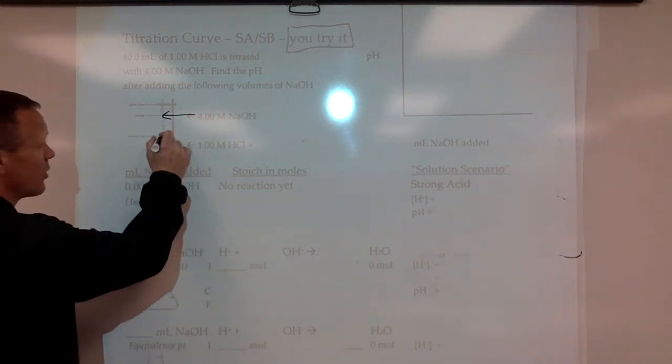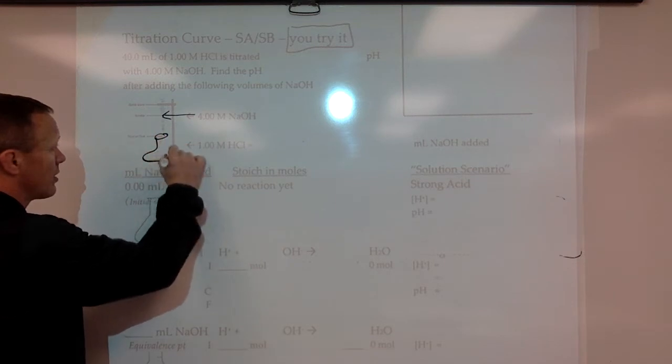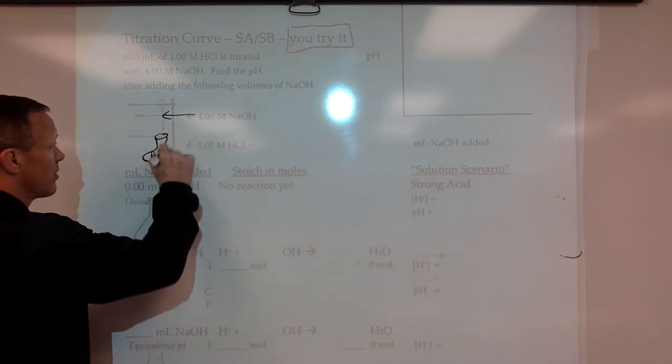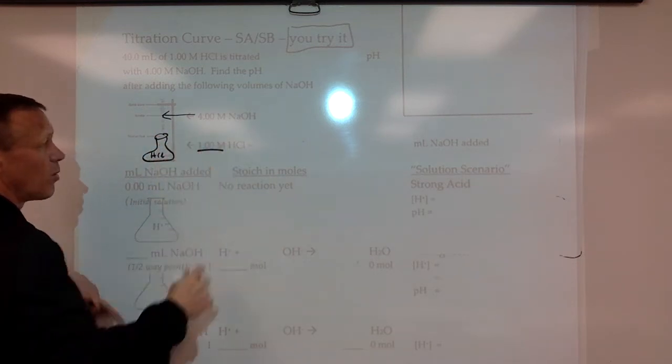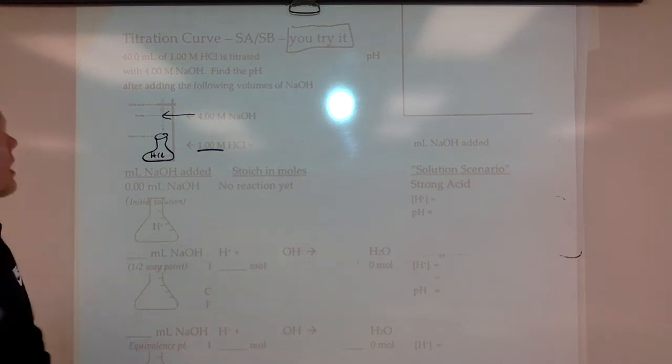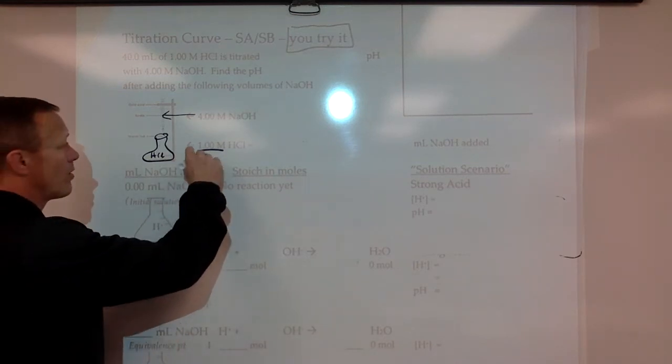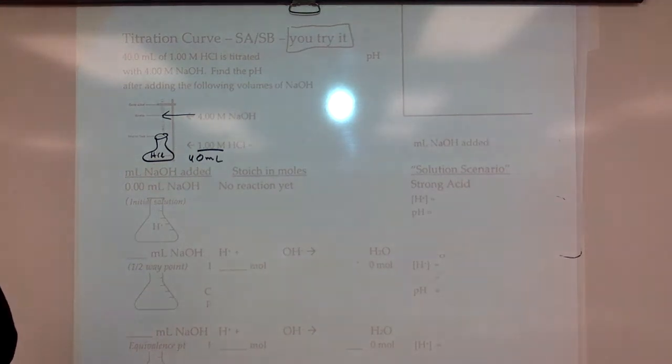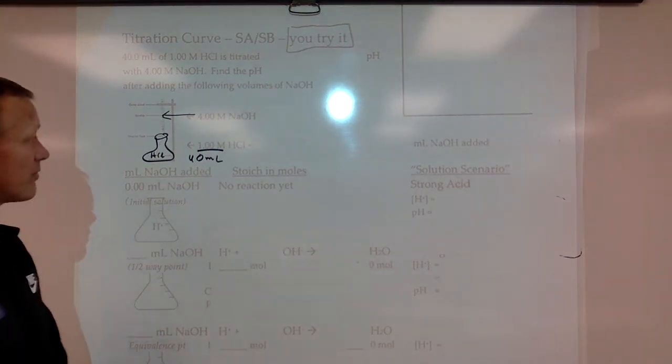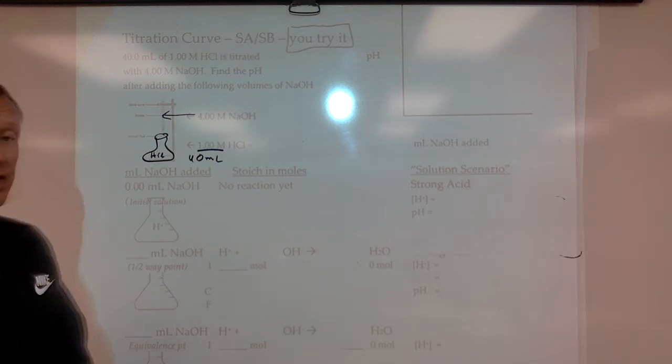In our flask down here, which I'm going to draw a little bigger, is our HCl, and it is 1 molar. And we have 40 milliliters of the HCl in there. All right. Again, it is strong acid, strong base.